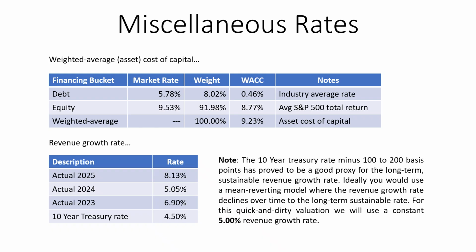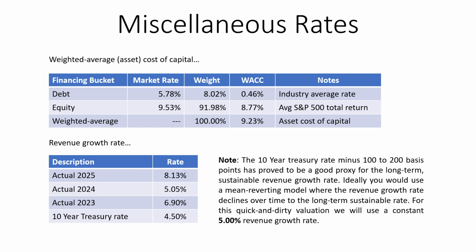What we want to do is weight those, but we don't want to weight them just by looking at the balance sheet and taking the book value. We actually want to look at the market value of the debt and the market value of the common stock, add them together, and base our weighting on that. So if we look at the industry average, about 8.02% of their assets are funded with debt, which means that the remaining 91.98% are funded with equity.